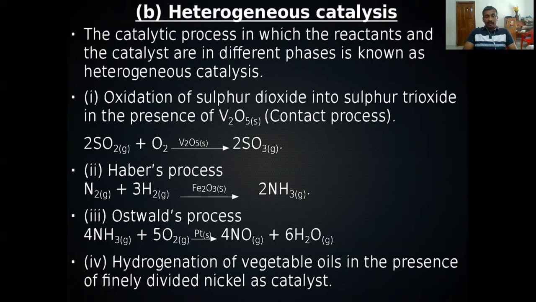All are in gaseous state, but the catalyst is in solid state, platinum. Hydrogenation of vegetable oils in the presence of finely divided nickel as catalyst. Another example. Finely divided nickel is in solid state, and the vegetable oils are in the liquid state. And after hydrogenation, it will be changed into vegetable fats. That also will be in the solid state.